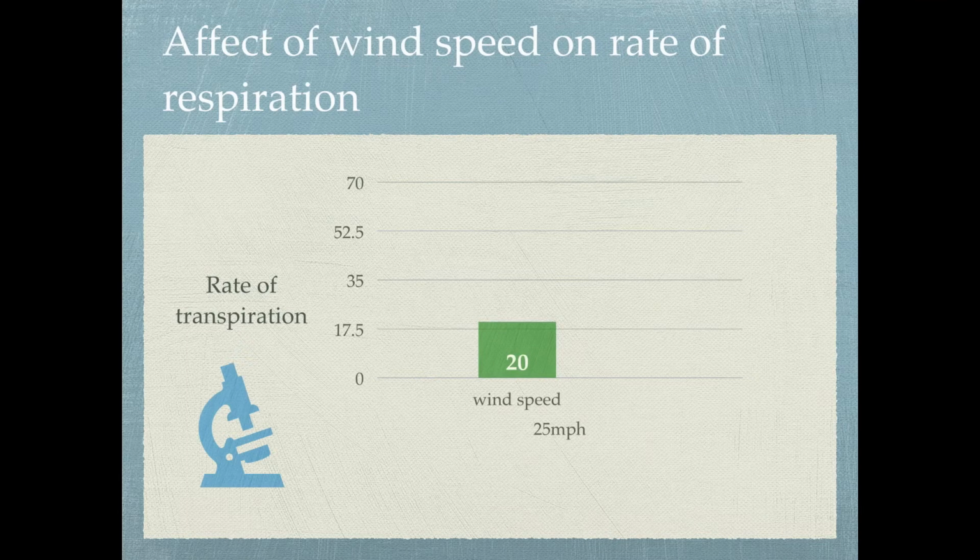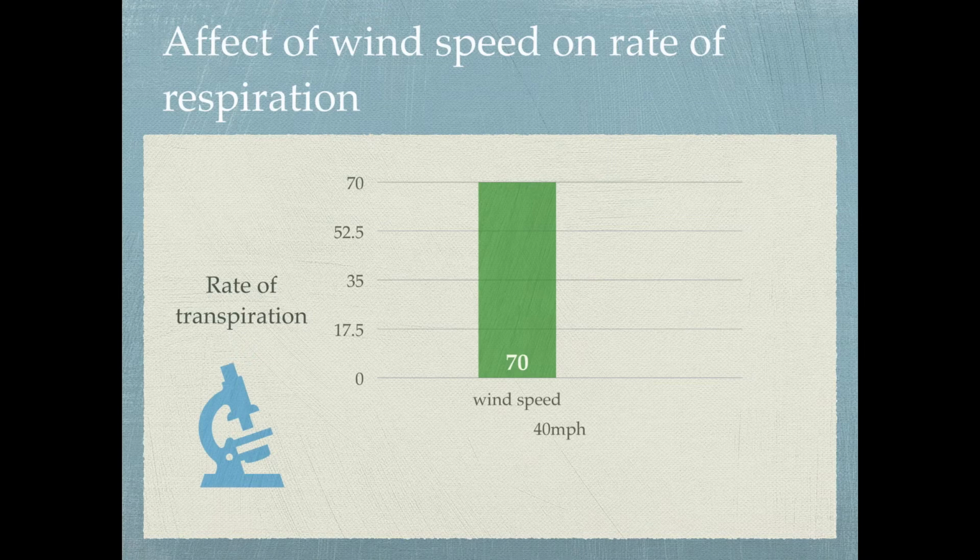Second factor is wind speed. It does the same thing, so it's going to be the same sentence. As the wind speed increases, the rate of transpiration increases. So again, pause the video, rewind if you need to, and write that sentence down. Again, this makes sense. The faster the wind's blowing, the more the water that's evaporating can get carried away from the leaf.